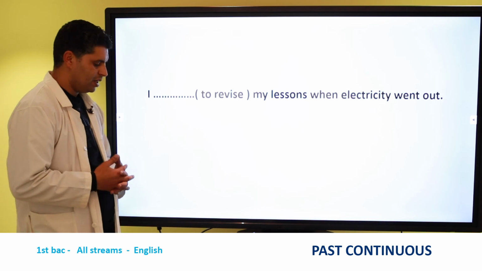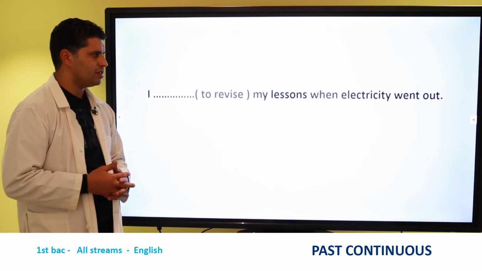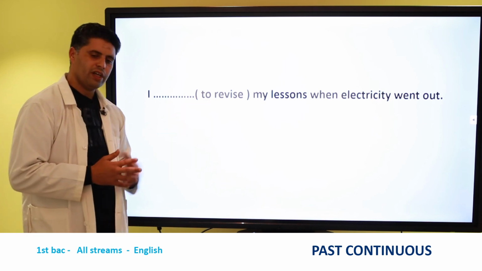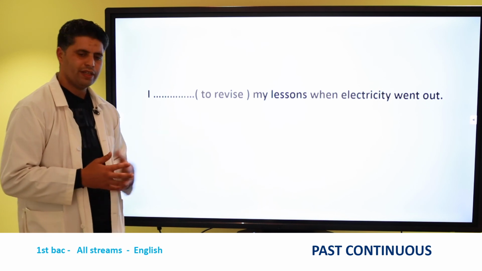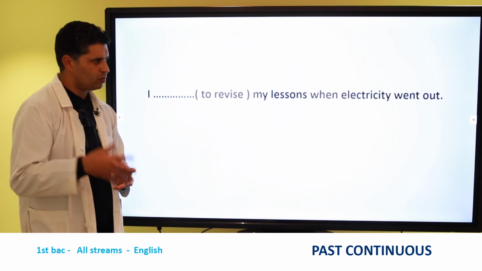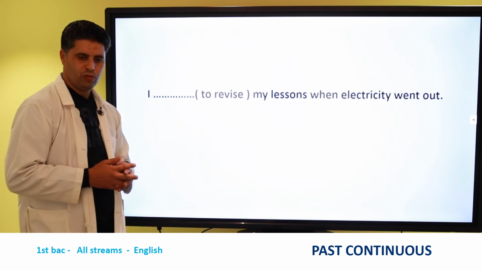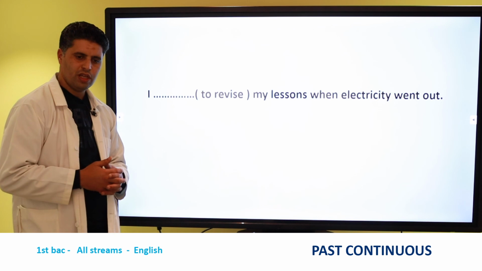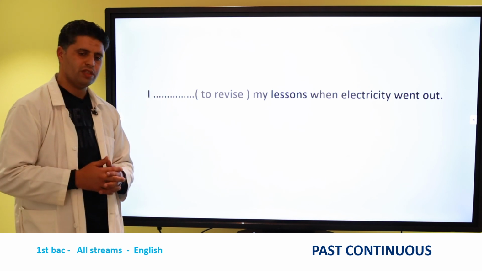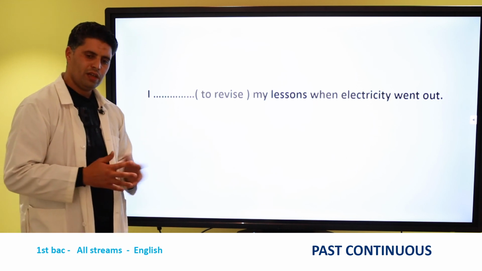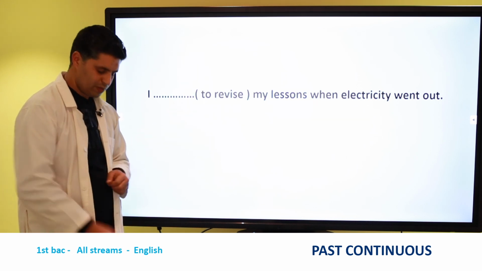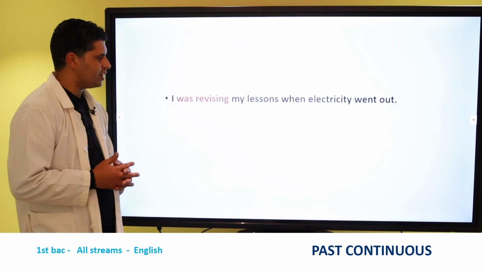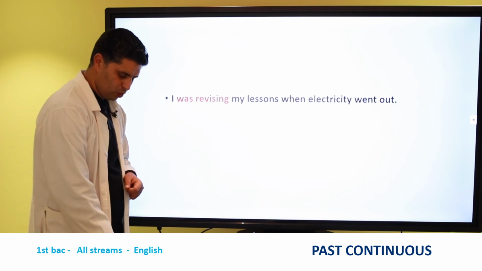Let's take another example. The verb is to revise my lessons when electricity went off. A short action and a long action. The long action is revising lessons, and the short action is that the electricity went off. Here we have went, which is the past simple of the verb to go, and the verb to go is an irregular verb. That's why we have to use this special form. Here we have a long action in the past, so we have to use the past continuous: I was revising my lessons when electricity went off.